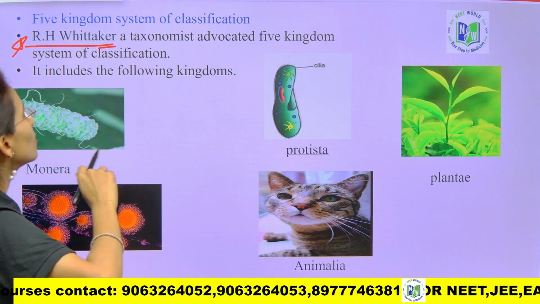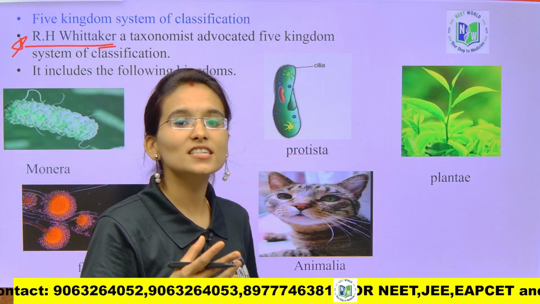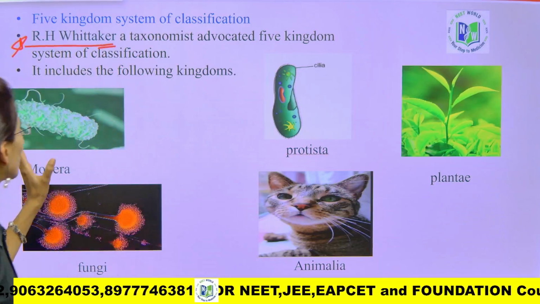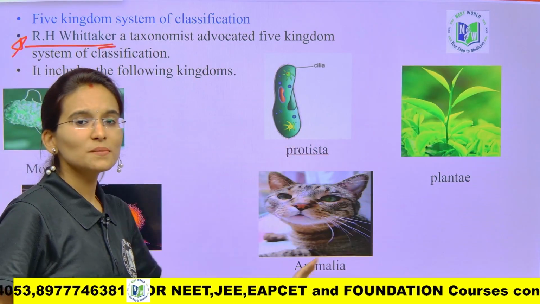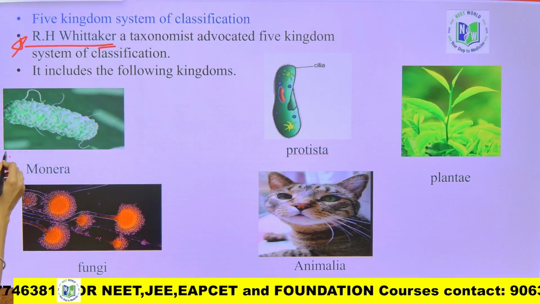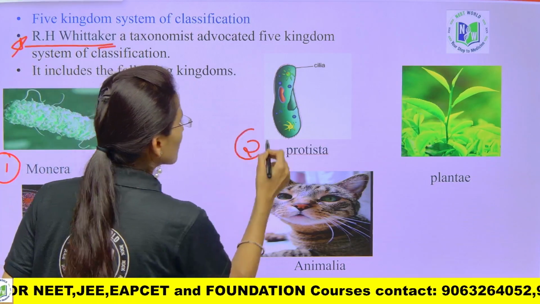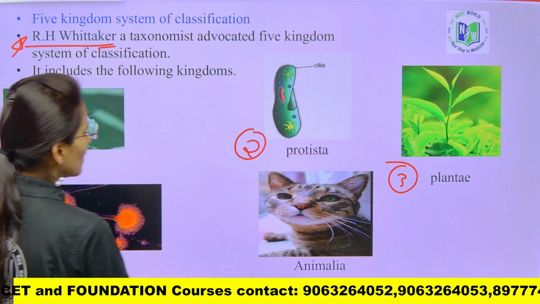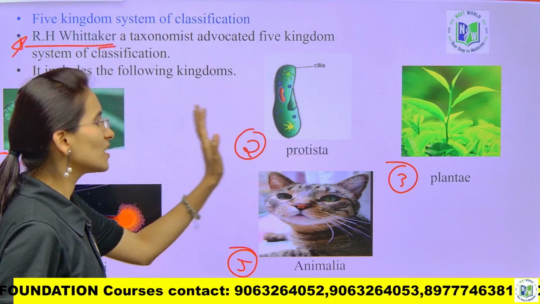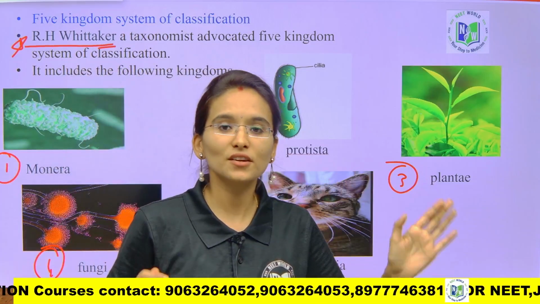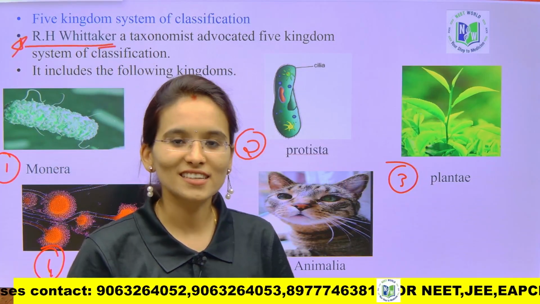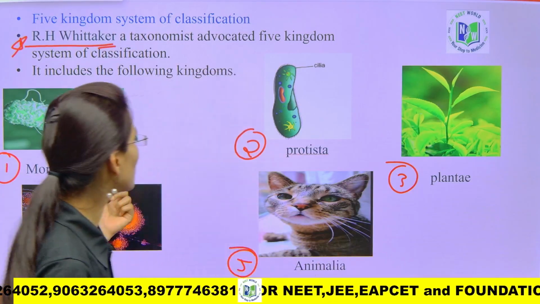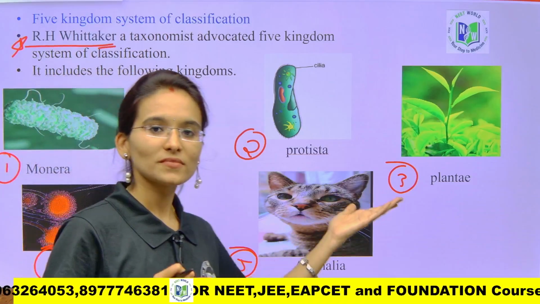R.H. Whittaker is a taxonomist and he has given the 5 kingdom system of classification, which includes different types: Kingdom Monera, Protista, Plantae, Fungi and Animalia. These are the 5 kingdoms given by the scientist R.H. Whittaker: Monera, Protista, Fungi, Plantae and Animalia.